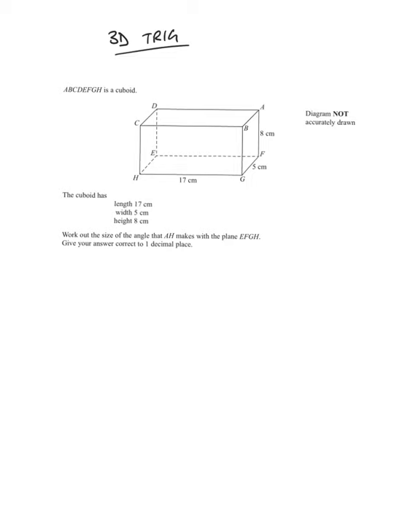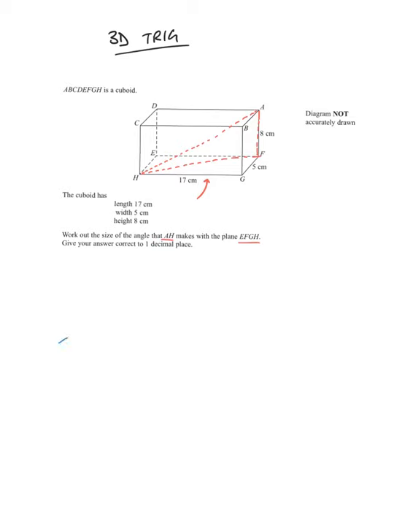In this question I need to find the angle that AH, so that means the line AH makes with the plane EFGH. So that's the bottom, that plane there. Now to help me, what I'm always going to do is draw out a right angled triangle. Now the right angled triangle here is going right across the middle of it like that. For the right angle you always want to have a vertical plane meeting a horizontal plane.